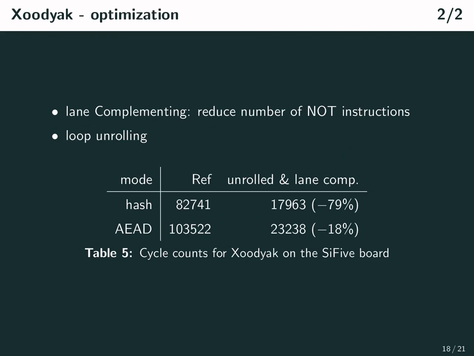The idea behind lane complementing, first proposed in the Keccak implementation overview, is to reduce the number of NOT instructions by complementing certain lanes before the transformation. After additionally applying some loop unrolling, we achieve the speedup as shown in Table 5.